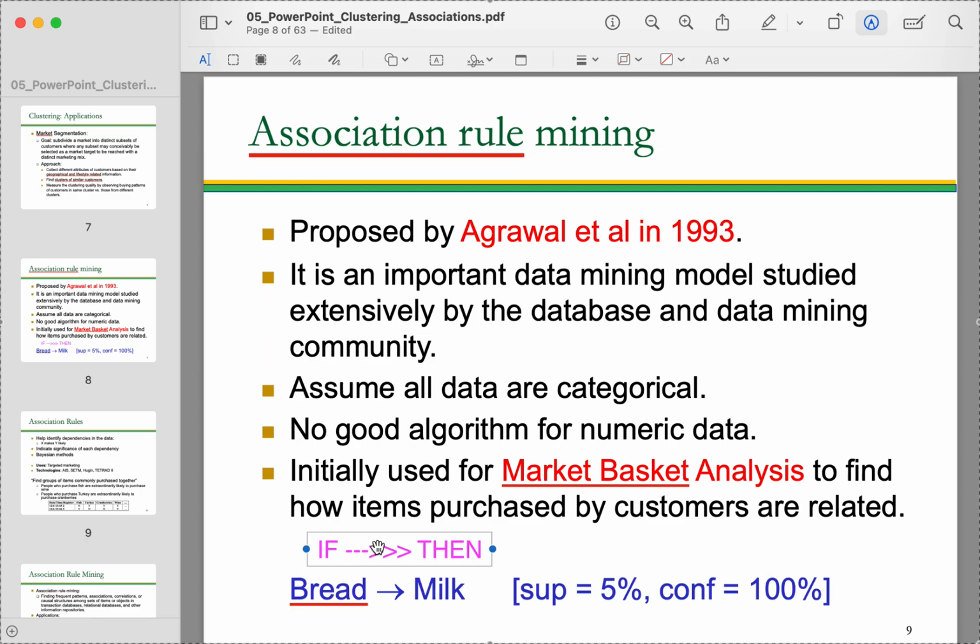In other words, if we have bread, then we have milk. And certain measures can be computed here, such as support and confidence, to tell how confident we are that this is the case.